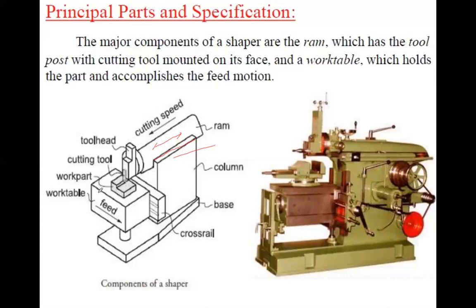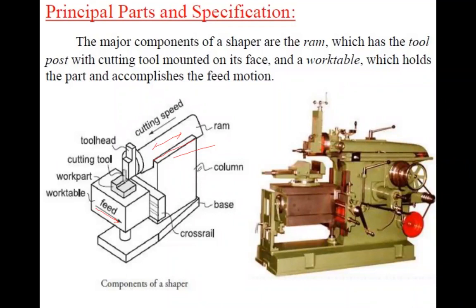The workpiece is mounted on a cross table. This is called a work table, or also a cross table, because it is moving laterally. When the ram is moving in this direction, this table has to move perpendicular to the workpiece. That's why this is called a feed. That's why it is called a work table, and also a cross table. We give some kind of cross feed.